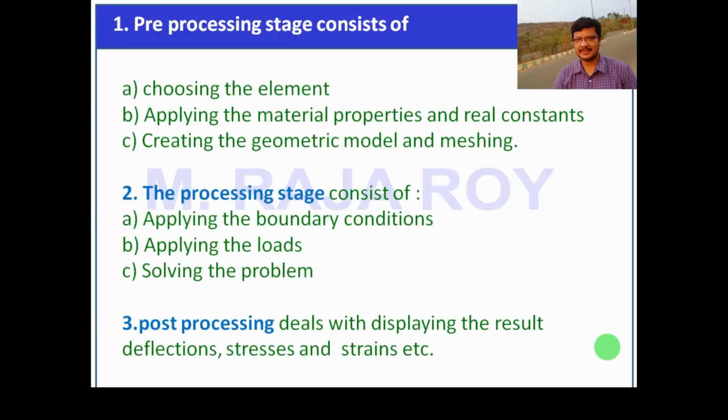Pre-processing stage consists of choosing the element, applying the material properties and real constants, creating the geometric model, and meshing. The processing stage consists of applying the boundary conditions, applying the loads, and solving the problem. Post-processing deals with displaying the results: deflections, stresses and strains, etc.